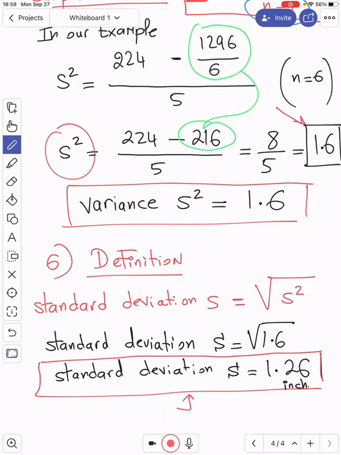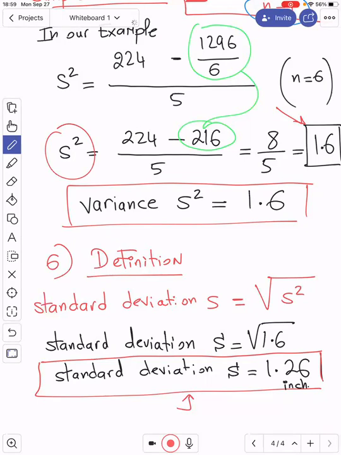Sorry, Professor. Yes, sorry. When you said the standard deviation divided by X equals root 1.16, why do you get 1.26 inches? I don't get it. Can you repeat, please?